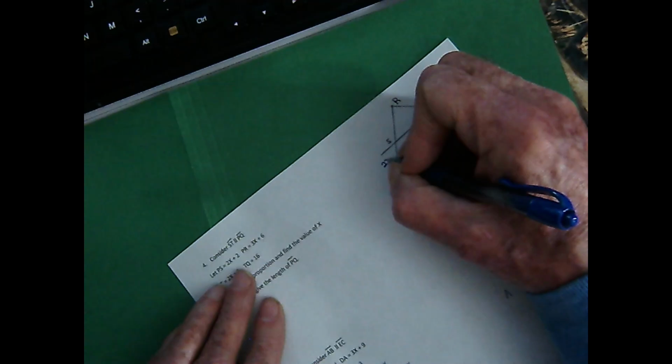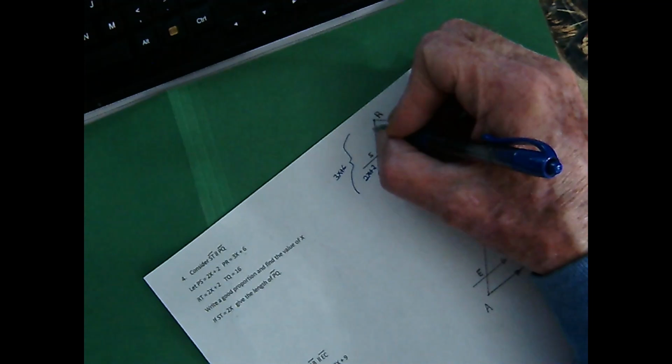But I think it'd be kind of good for us to figure out, what's this upper segment right there from R to S? What would you have to add up to 2x plus 2 to make it be 3x plus 6? I think x plus 4, huh? Yeah, if you add those up, you get 3x plus 6.